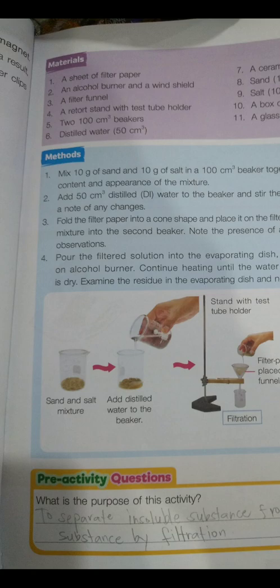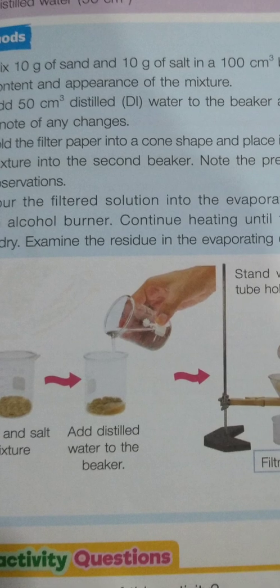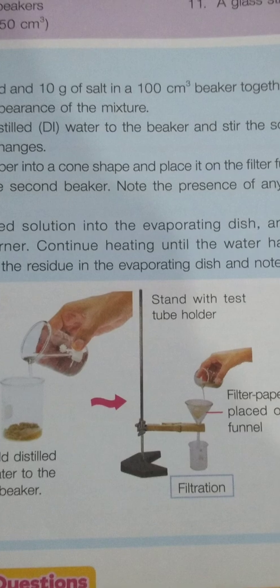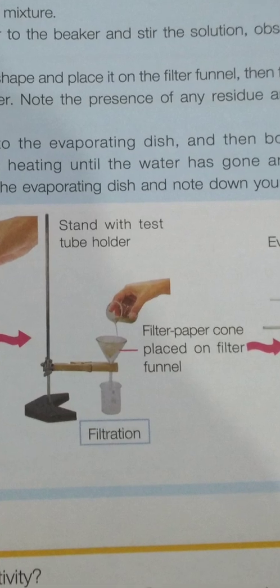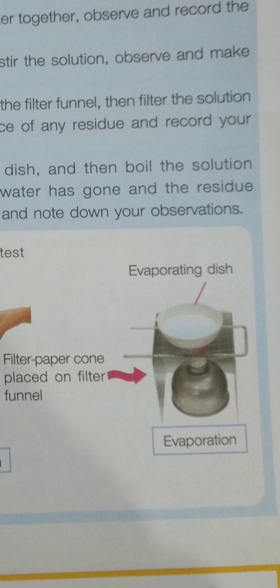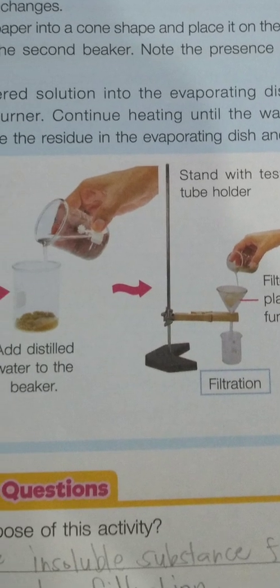Okay, so look at the picture, the sand and salt mixture. So this is the sand and salt mixture, and then add distilled water to the beaker. Retort stand with test tube holder. Filtration: filter paper cone placed on the filter funnel. Evaporating dish. Okay, so that's evaporation.